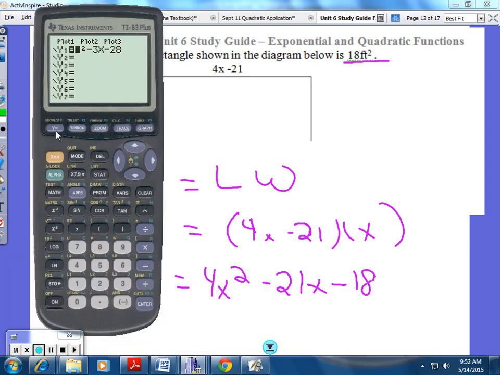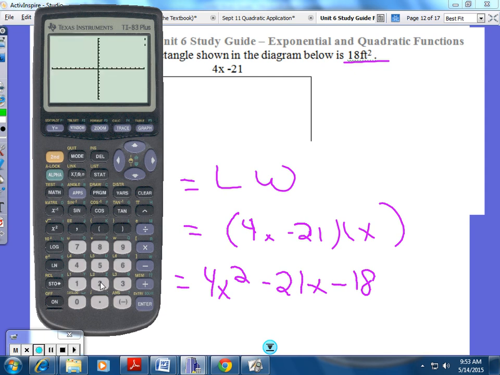Calculator. I go to y equals. I put my problem in: 4x to the second power minus 21x minus 18. Okay. I hit second, calculate, and what am I trying to find? The vertex or the zeros? I'm trying to find the zeros, which is the solution to the problem.